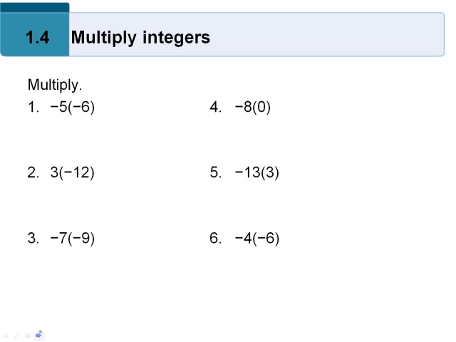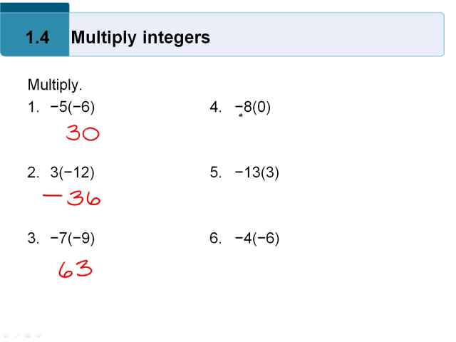Alright, so here are some multiplication problems with signed numbers, with integers. Number 1, we have -5 times -6. The signs are the same, so it's going to be positive, and 5 times 6 would be positive 30. Number 2, we have positive 3 times -12. The signs are different, so the answer is going to be negative, and 3 times 12 would be 36, so negative 36. Number 3, we have two negatives again. -7 times -9. If the signs are the same, the answer is positive, and 7 times 9 is 63.